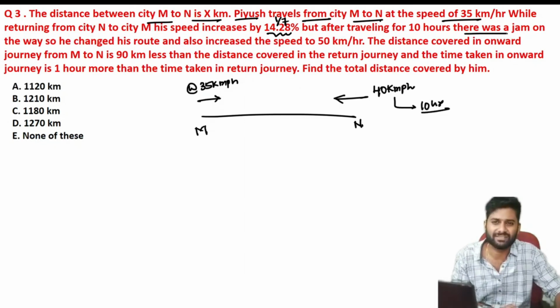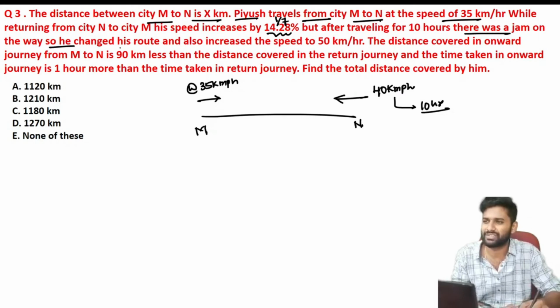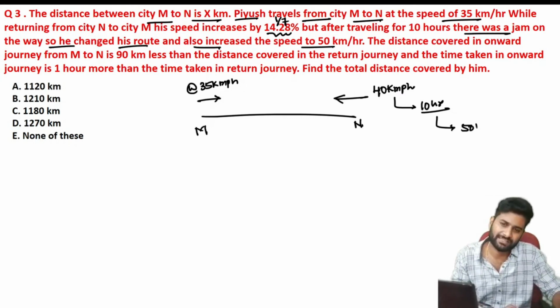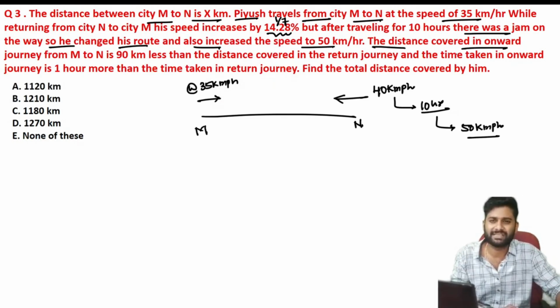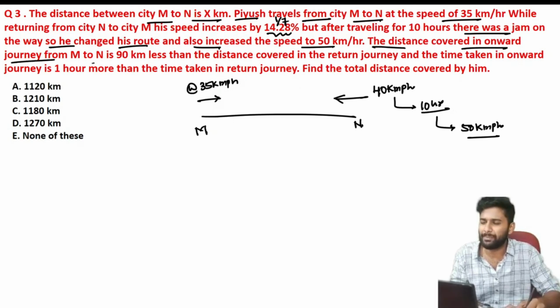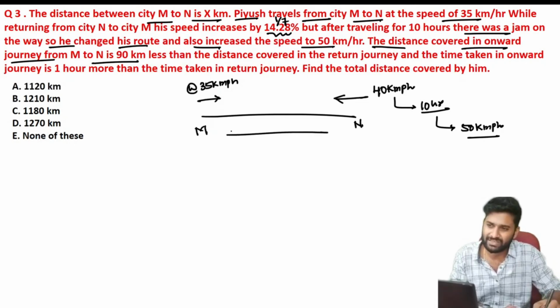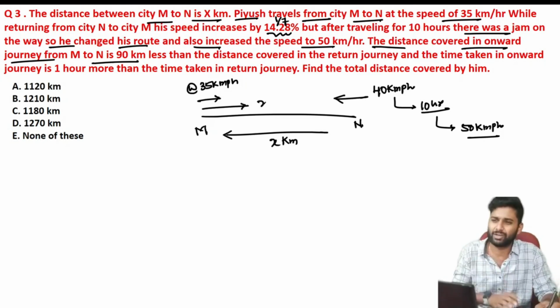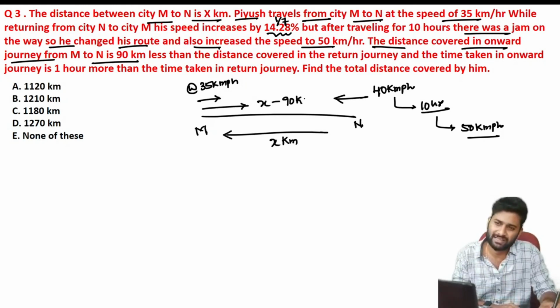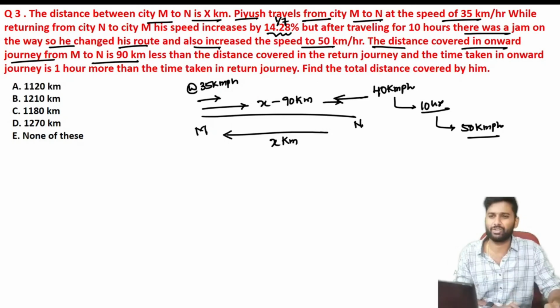After traveling 10 hours, there was a jam on the way, so he changed his route and also increased the speed to 50 kilometers per hour. The distance covered by the onward journey from M to N is 90 kilometers less than the distance covered by the return journey. Let us assume that the return distance is x kilometers. Now the onward distance is 90 kilometers less, exactly equal to x minus 90 kilometers.